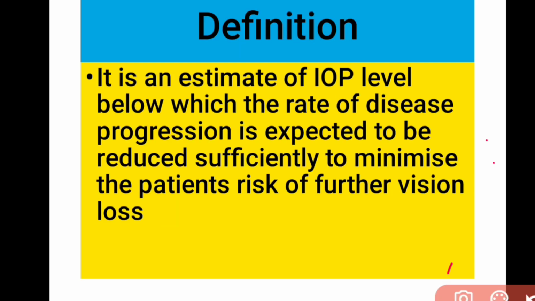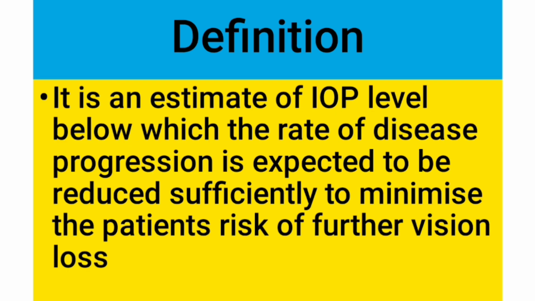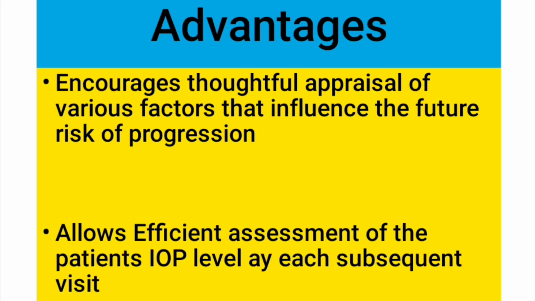You can define target IOP as the estimate of intraocular pressure below which the rate of disease progression is expected to be reduced sufficiently to minimize the patient's risk of further vision loss due to glaucoma. So there are fewer chances of damage to the optic nerve once the IOP is reduced to this target IOP level. Why should one think about target intraocular pressure?